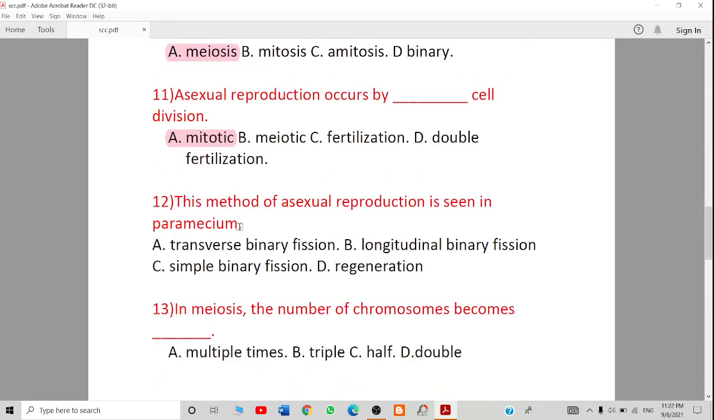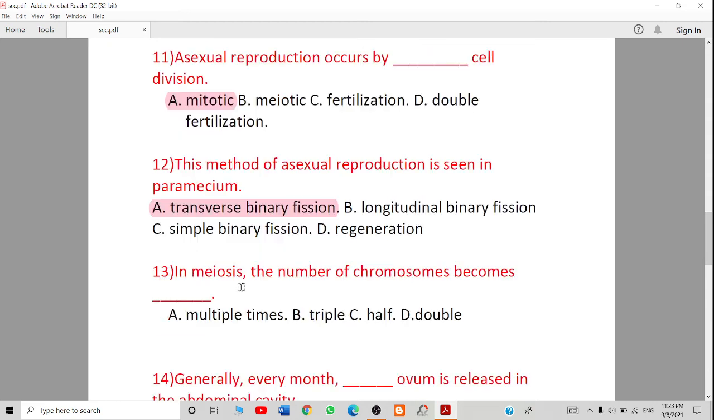Then the 12th: the method of asexual reproduction seen in paramecium. The options are transverse binary fission, longitudinal binary fission, simple binary fission, and regeneration. The regeneration option is not possible because it occurs in planaria. Simple binary fission is also not possible because it occurs in amoeba. Longitudinal binary fission occurs in euglena, that's why it is not. The answer is transverse, because with transverse binary fission the paramecium is divided into two parts transversely. Euglena divides longitudinally and amoeba by simple binary fission.